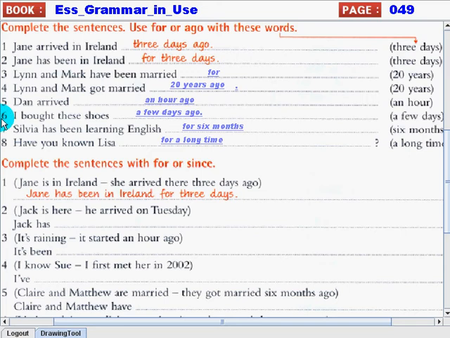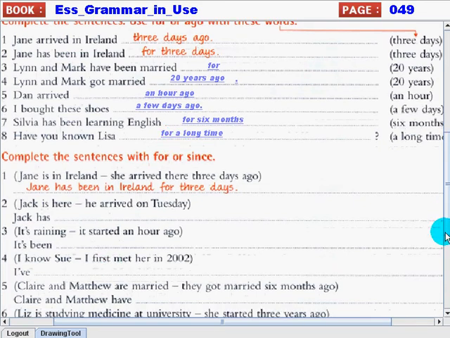Sixth, I bought these shoes a few days ago. It's just new, right? Seventh, Sylvia has been learning English for 6 months. She's been studying English for 6 months now. Alright? Number 8, have you known Lisa for a long time? Oh, we used the question here, beginning with have you, right? And the past participle of know, which is known. And we used for. Okay?